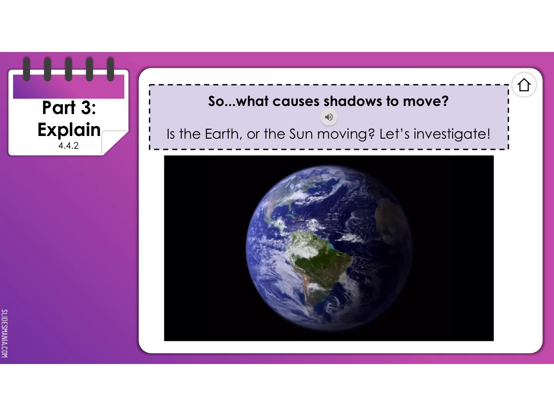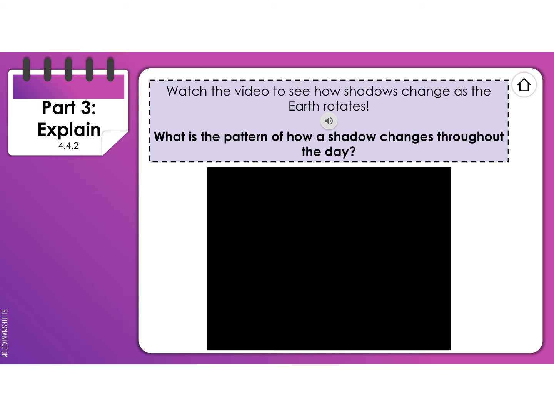So what causes those shadows to move? Is it because the earth is moving or the sun moving? So then you're going to watch another video to investigate that. And another video again to see how shadows change and what is the pattern of how a shadow changes. Does it start small? Does it start tall? Does it end small and tall? So watch this video to see how your shadow changes throughout the day.